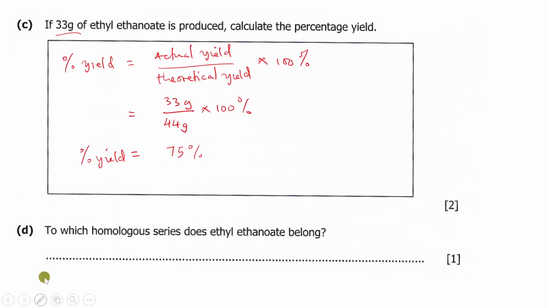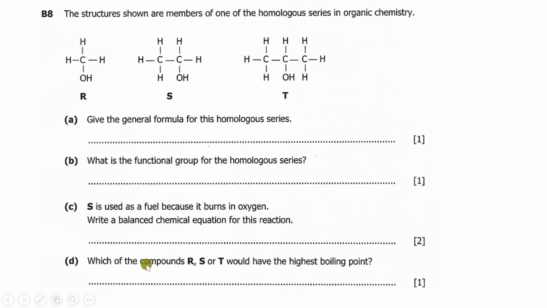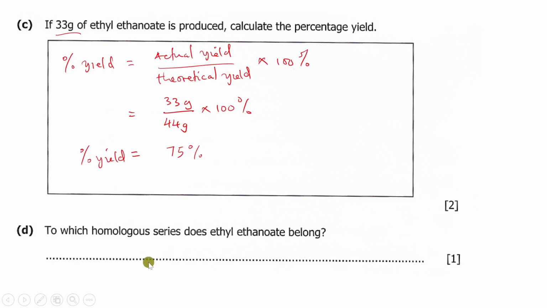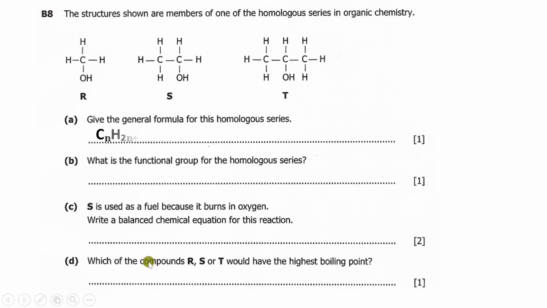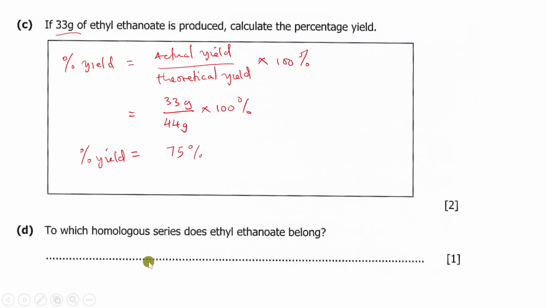Then they're saying to which homologous series does ethyl ethanoate belong? So say ester. I didn't even answer the whole of this question. Sorry, I ignored it, I don't know why. So this is ester. Ethyl ethanoate is an ester.